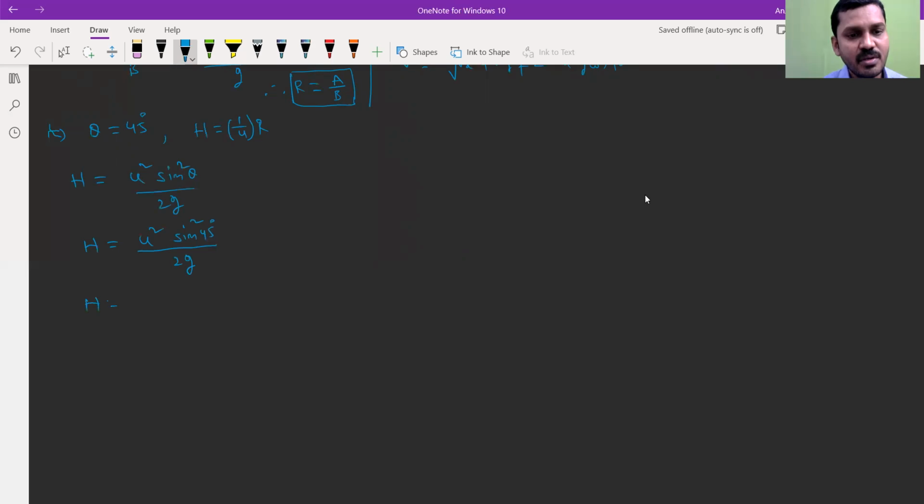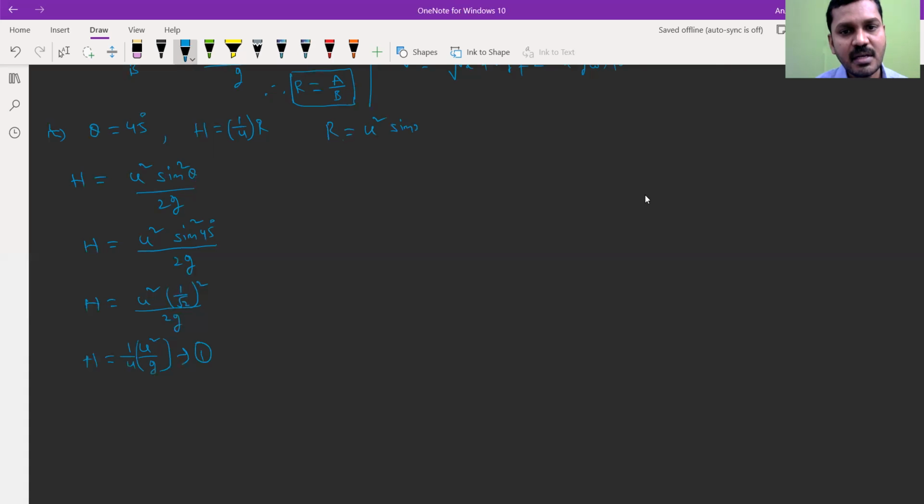So therefore h is equal to u square sin 45, which is 1 by root 2, then (1 by root 2) whole square divided by 2g. So therefore h is equal to u square, and this (1 by root 2) whole square is 1 by 2, then 1 by 2 into 2g gives 1 by 4. So this 1 by 4 I am writing separately: 1 by 4 into u square by g. This is equation 1.